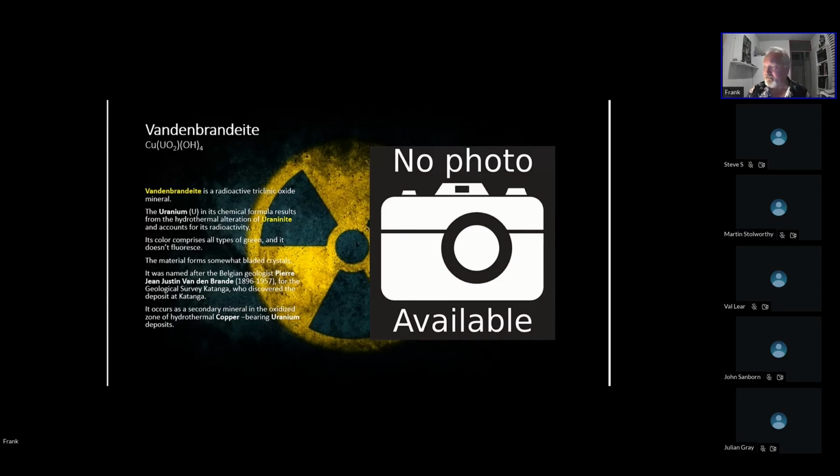This one, well, it says black spherical, it's actually botryoidal, with calcite on matrix, and it comes from the Předboř deposit in the central Bohemian region of the Czech Republic.